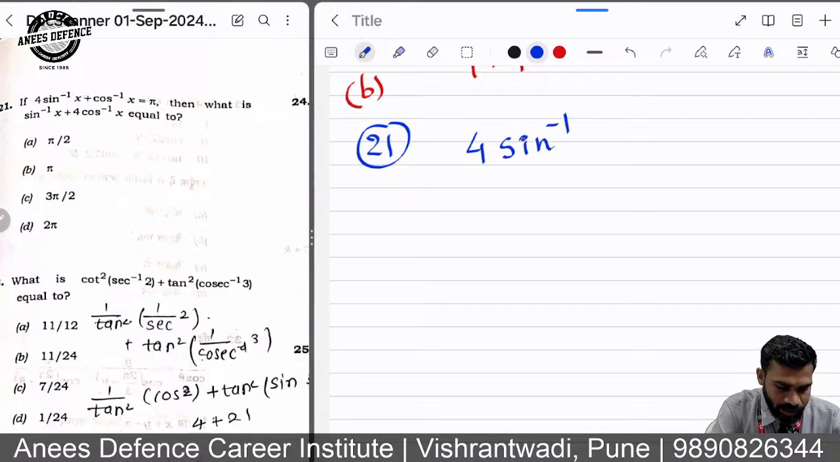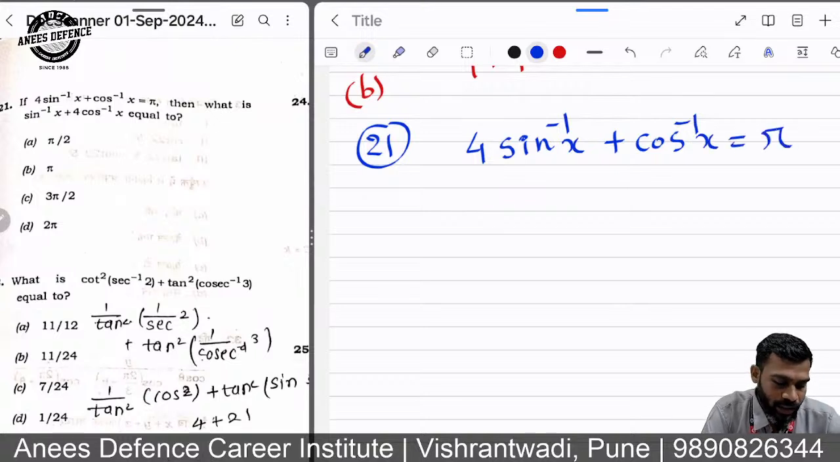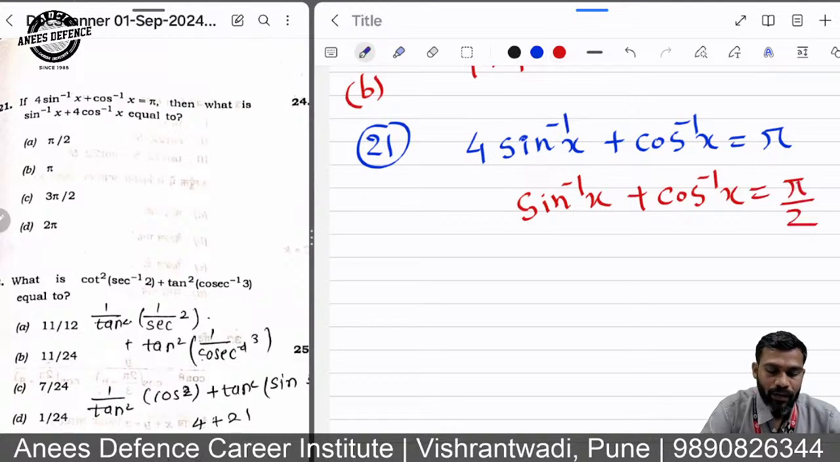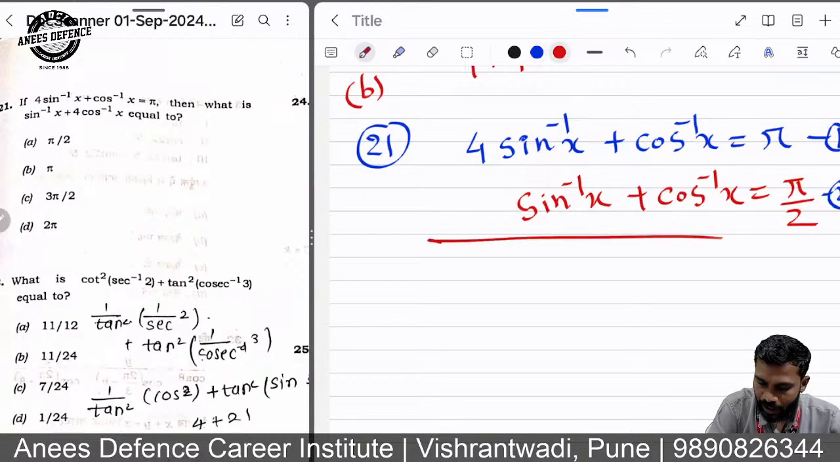Four sine inverse x plus cos inverse x is equal to pi, and we need to find the value of sine inverse x plus 4 cos inverse x. We know one identity, which is sine inverse x plus cos inverse x is equal to pi by 2, right? So we can subtract the second equation from the first.